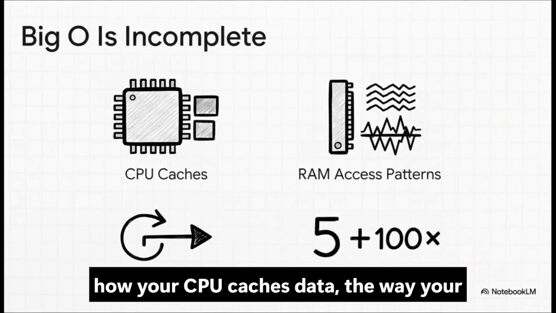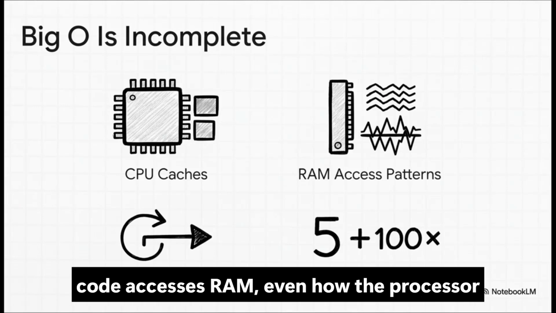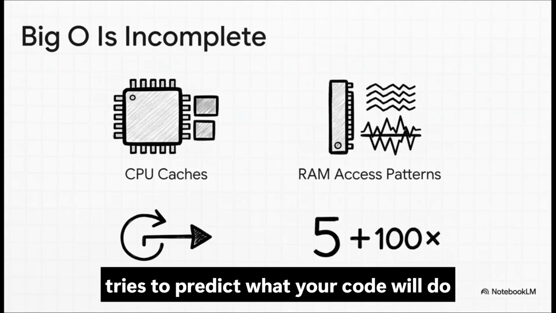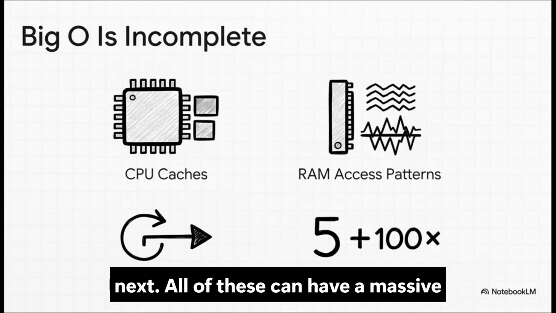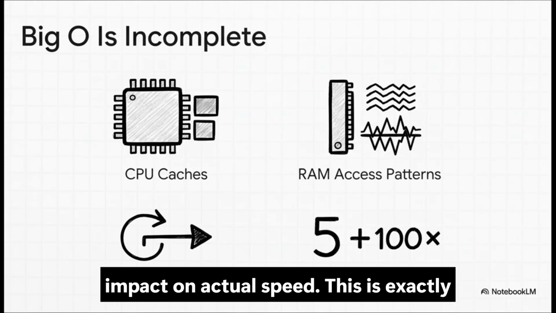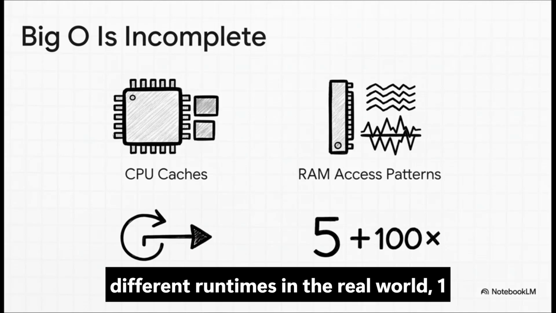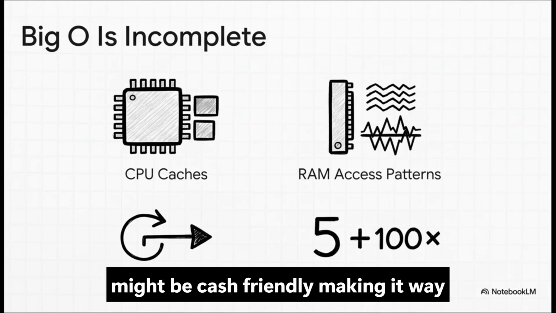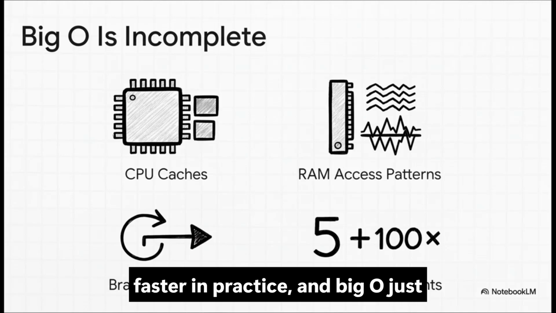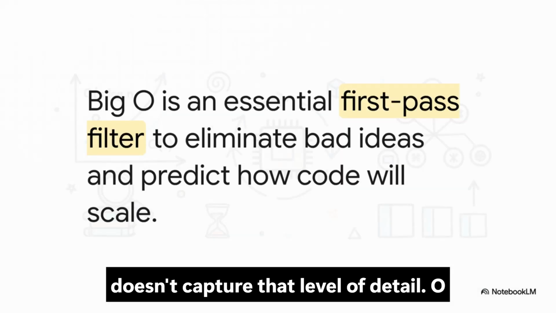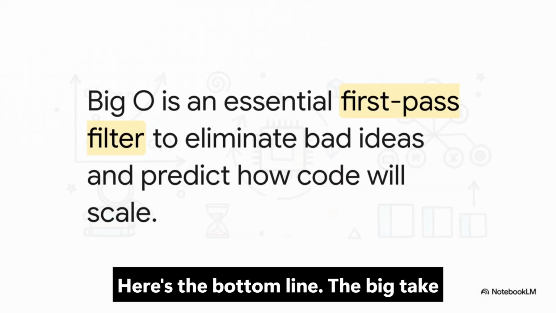You know, things like how your CPU caches data, the way your code accesses RAM, even how the processor tries to predict what your code will do next, all of these can have a massive impact on actual speed. This is exactly why 2 algorithms that are both technically O of n might have totally different runtimes in the real world. One might be cache-friendly, making it way faster in practice, and Big O just doesn't capture that level of detail. So here's the bottom line, the big takeaway.